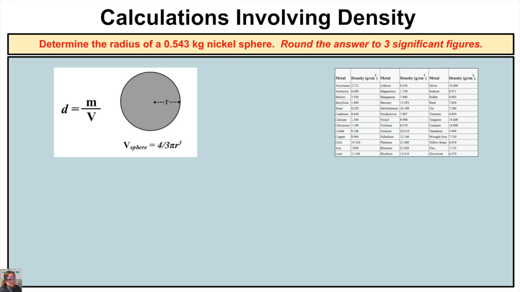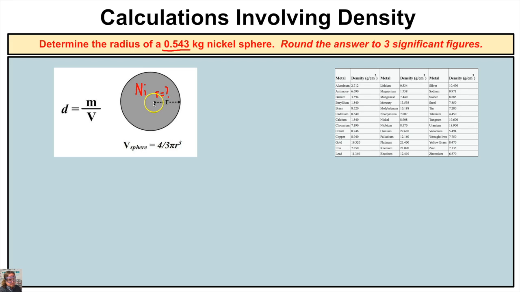So in this problem we have a sphere, and we know that the sphere is made out of nickel, so this is a nickel sphere, and we also know that the mass of this sphere is 0.543 kilograms. Based on the given information, the mass and the substance being nickel, we want to figure out what the radius of this sphere is going to be.